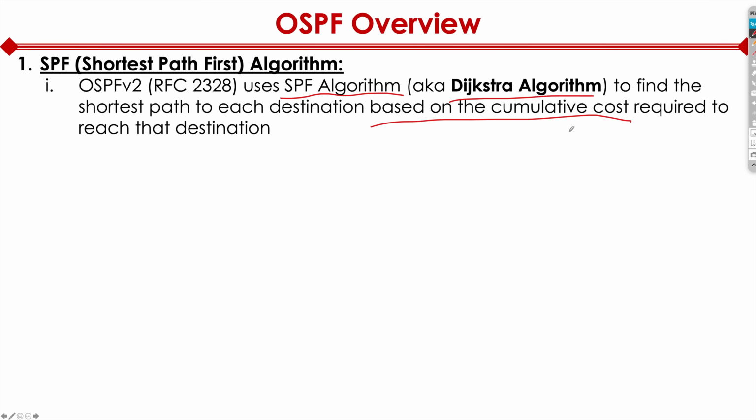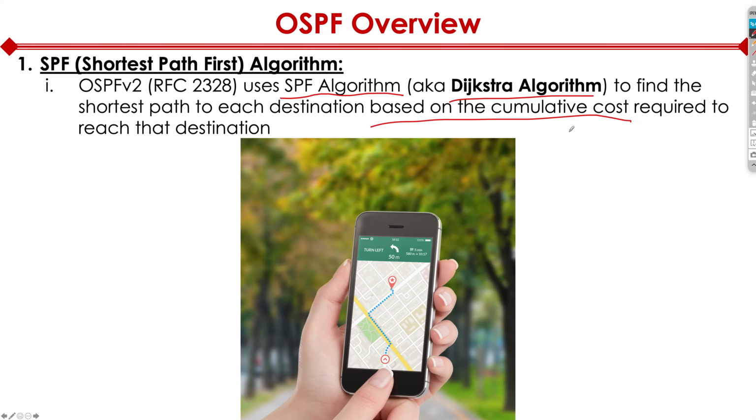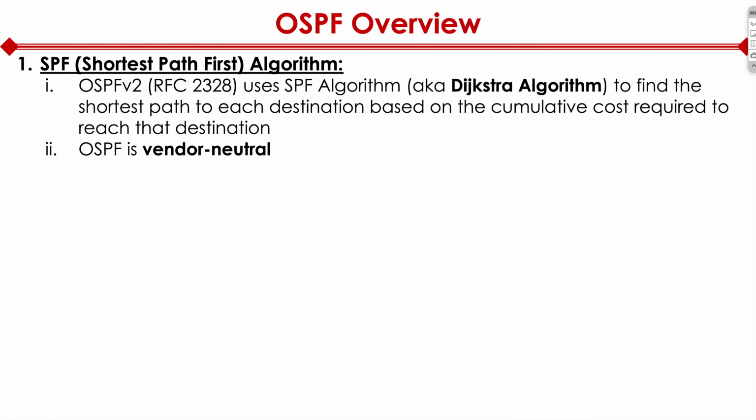And by the way, not sure if you guys know, but SPF is the same algorithm that our GPS uses. So it's really, really cool. GPS uses the same mathematical logic to figure out how to get you to your destination in the most efficient way possible. OSPF is vendor neutral, meaning it's an open standard. So if you're on a Cisco router on one end and there's a Juniper router on the other end, they will work perfectly fine as long as they're running the same version of OSPF, which in this case is OSPF version 2.